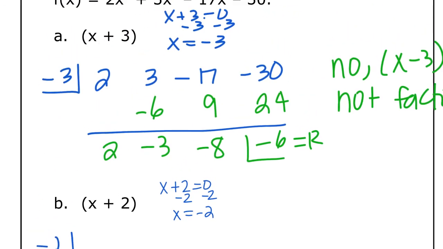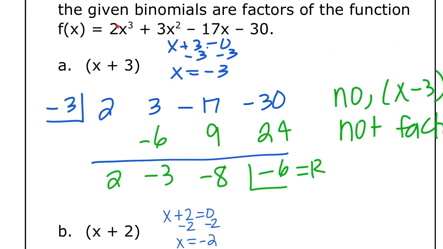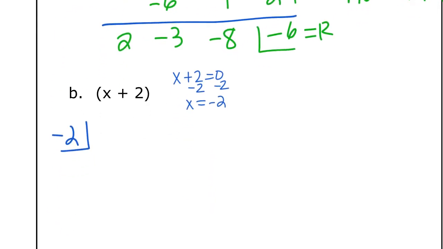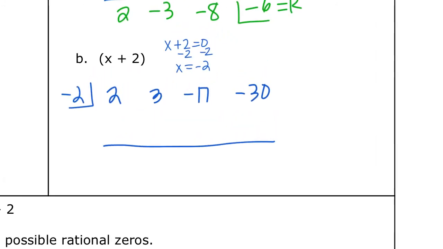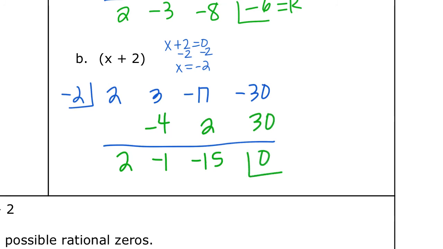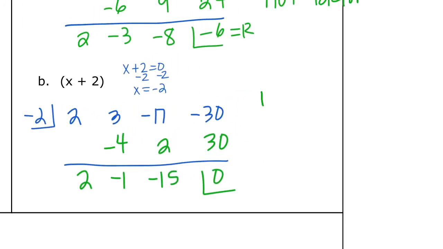Then let's write the coefficients from up above. So 2, 3, negative 17, negative 30. Okay, bring down the first term. Then multiply and add. Multiply and add. Multiply and add. So there we go. We had a remainder of 0. So for this one, yes, x plus 2 is a factor.